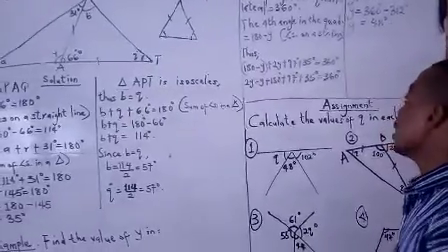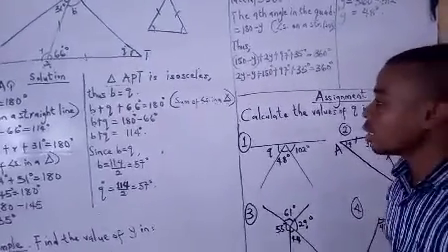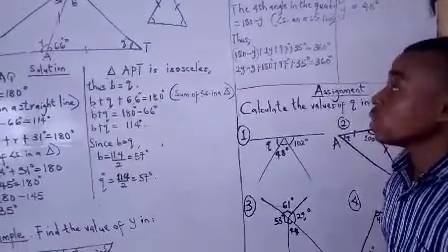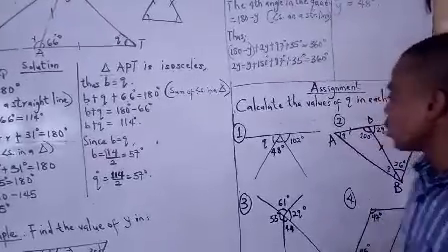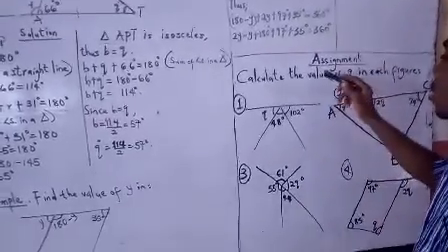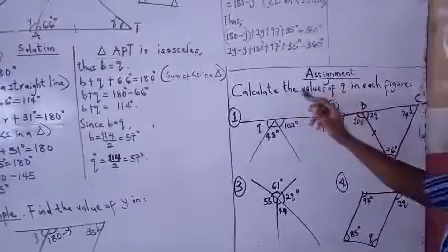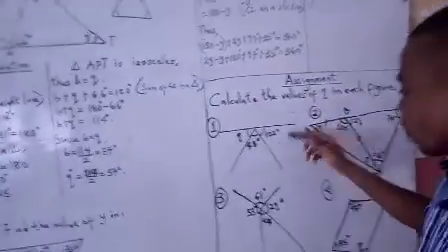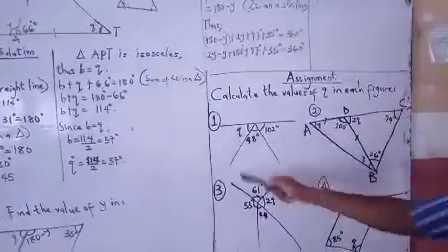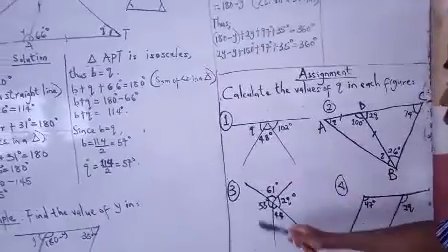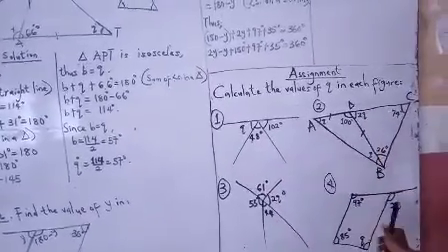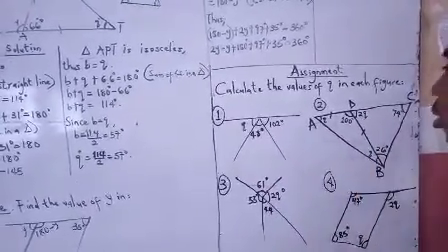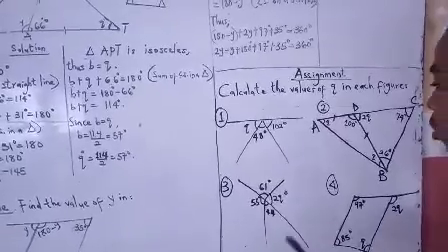Well, here comes the end of the lesson for today. I want to believe it is well understood by you out there. As an assignment, calculate the values of Q in each figure. So these are the figures. This is angles on a straight line. This is angles at a point. This is a triangle, and this is a quadrilateral. Do your best to do the assignment and send it on the page.